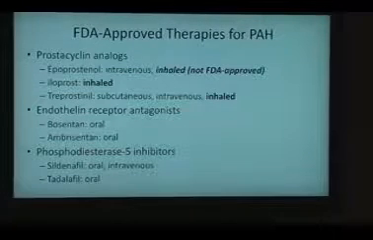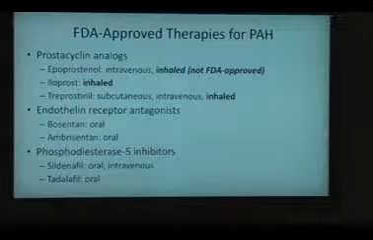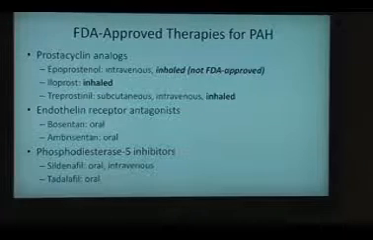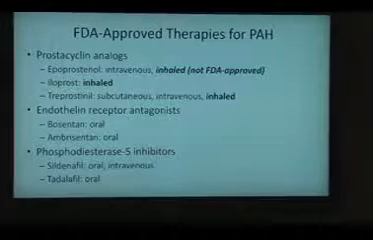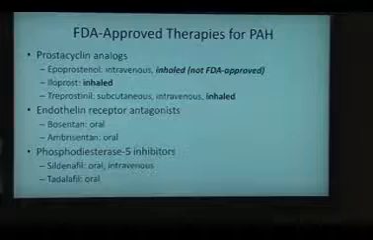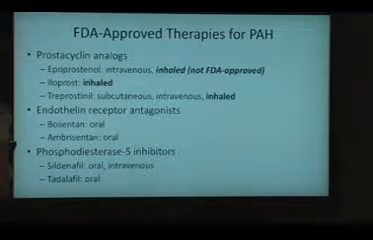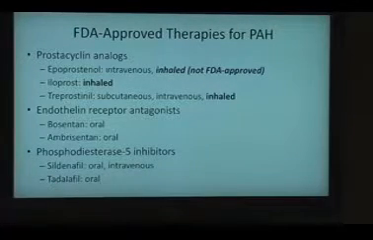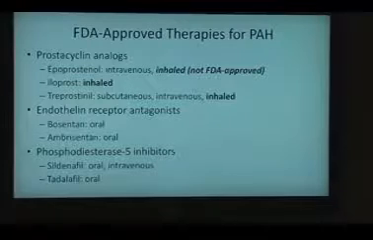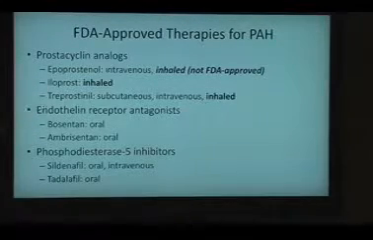The endothelin receptor antagonist bosentan, which is an oral agent, is probably the most commonly used, and increasingly phosphodiesterase 5 inhibitors like sildenafil or tadalafil are used as well. So these are Viagra and, I forget what the brand name is for tadalafil. You see it advertised on television all the time, but not for pulmonary arterial hypertension.